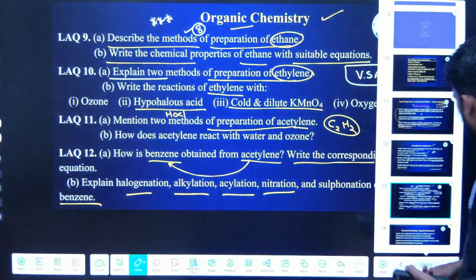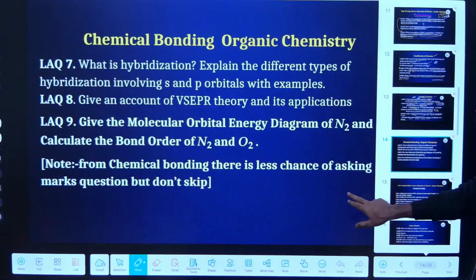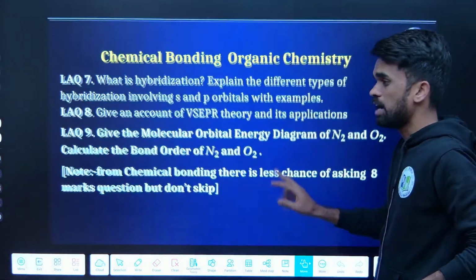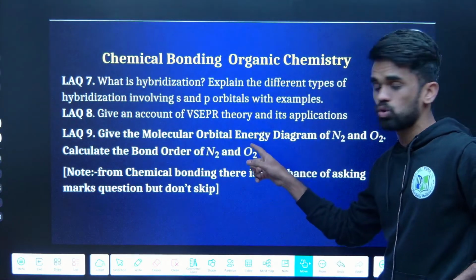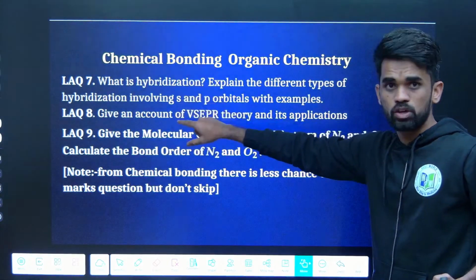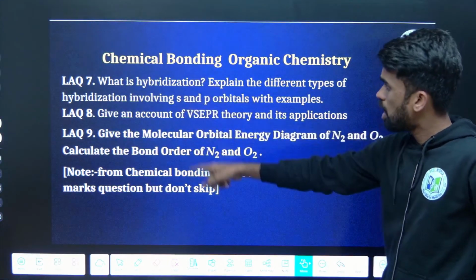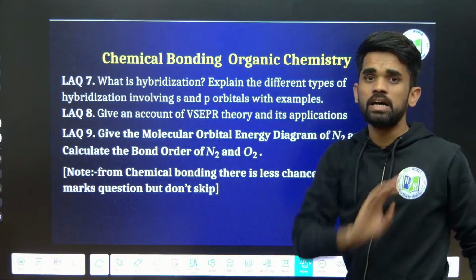And finally we have chemical bonding. This is an extra chapter to be covered here. See, I am saying extra chapter for LAQs. If these questions are not in the LAQs, the 8 marks question, definitely out of these questions only we can expect the SAQ question.